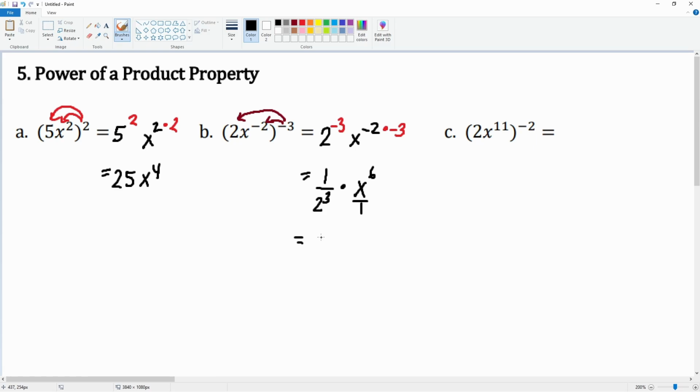Okay, 1/2 to the 3rd power becomes 1/8, and then we have an x to the 6 on top. So the final answer here would be x to the 6 over 8.